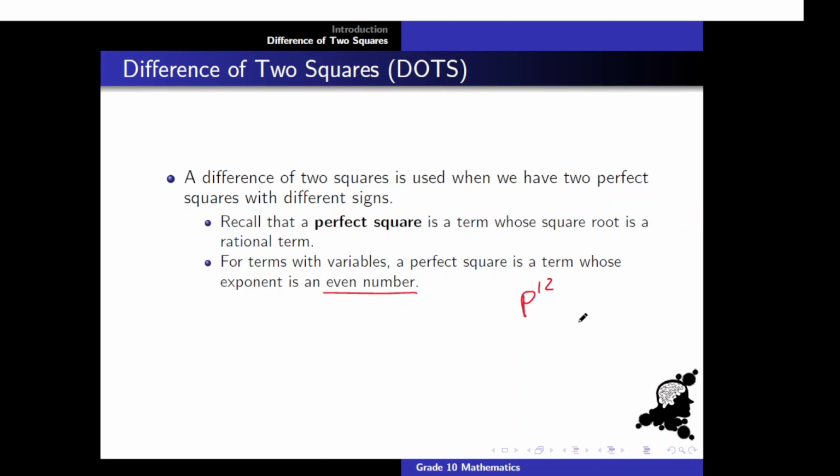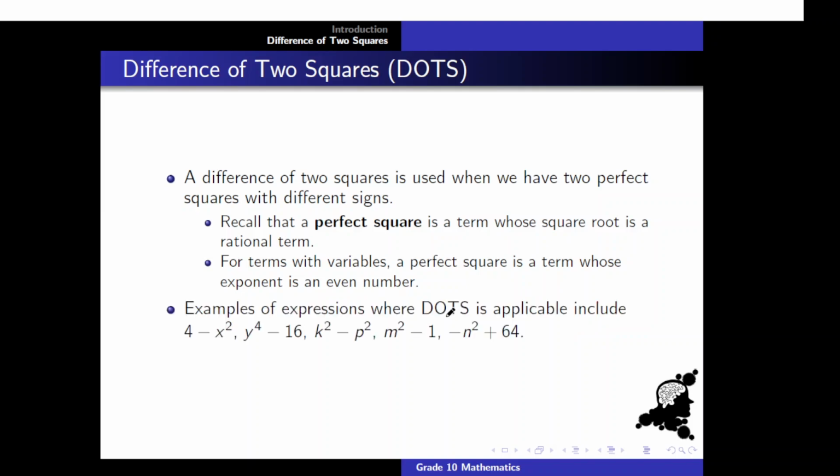I can have, for all we know, m to the power 64. This is still a perfect square because the exponent is an even number. Please take note of that. Now, examples of expressions where we can use the difference of two squares. Notice that in all of these expressions, we only have two terms. As we've mentioned, we need to have two terms. In all of these expressions, those two terms are perfect squares. In all of these expressions, those terms have different signs.